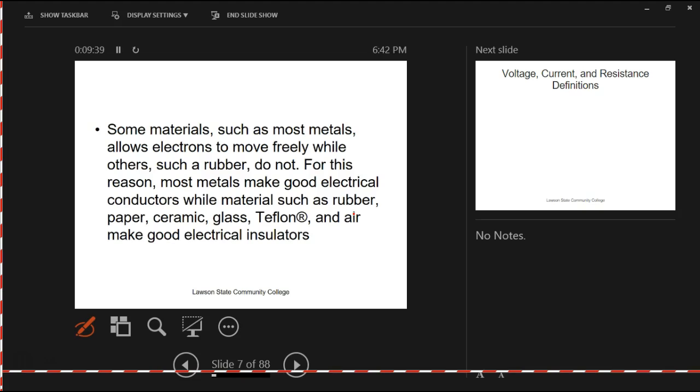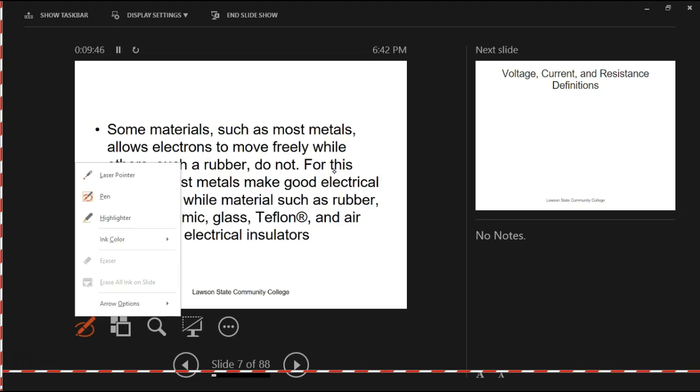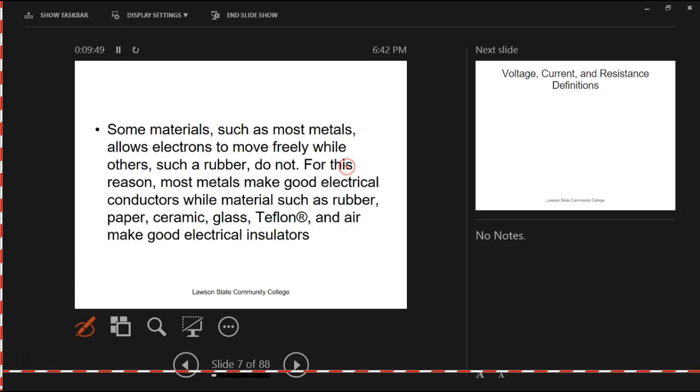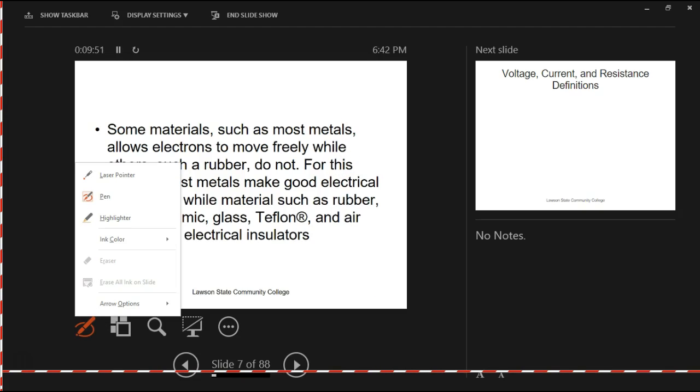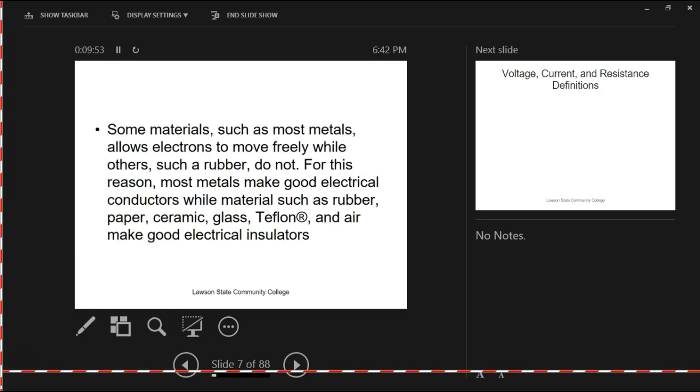Some materials, such as metals, allow electrons to move. They found out a long time ago that what's actually moving through the circuit is electrons. So if we have enough push, we can cause electrons to jump orbits. And as soon as they jump, the electron that was pushed out leaves a positive, and then another electron just pushes in. So these batteries aren't creating current. What they do is take the electrons that are already there and cause them to do what? Move.